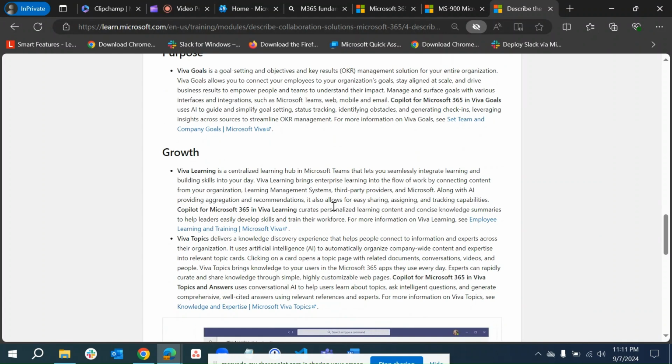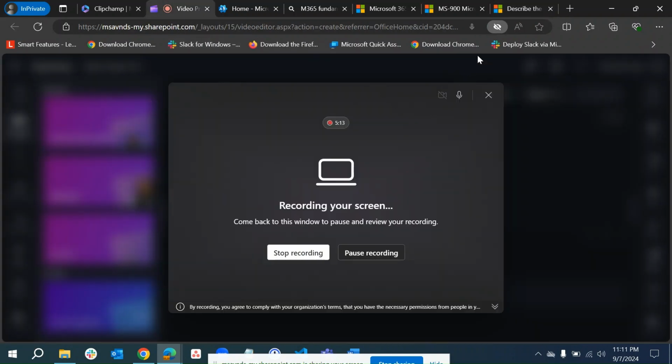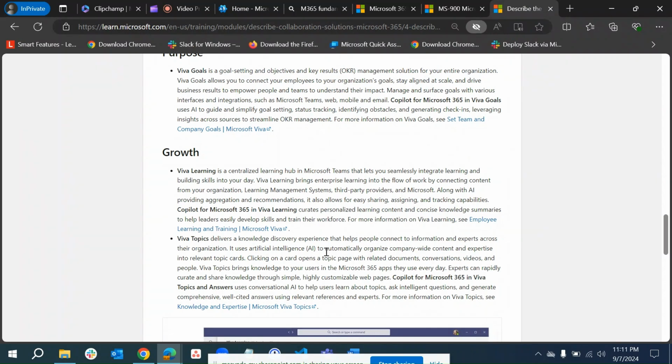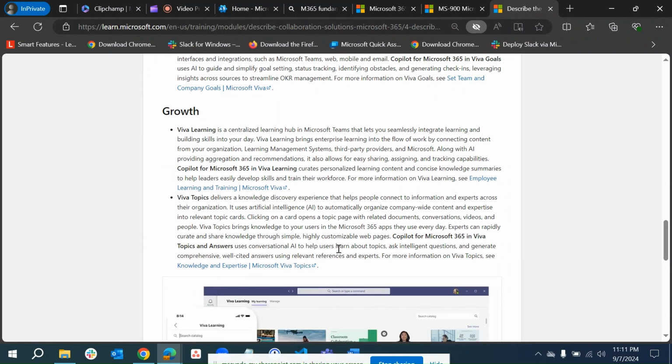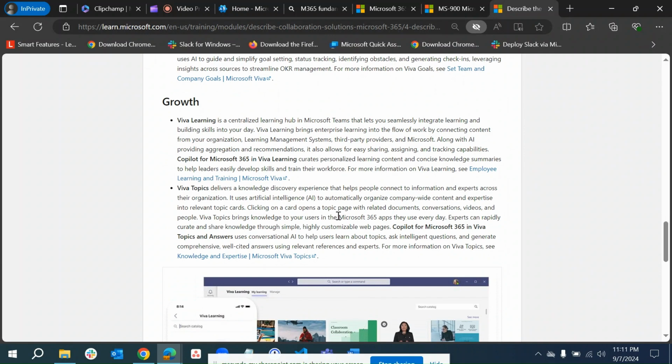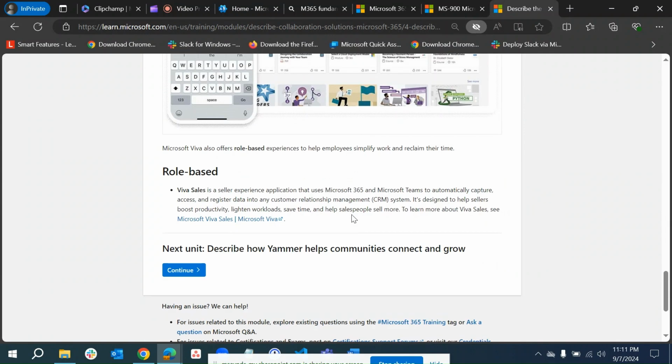Growth is something which has learning as well as topics modules. So Learning is a kind of centralized platform which gives all the learning modules and capabilities, which is part of Microsoft Teams again. And from there people would be able to learn different things, different courses, different learning modules, and definitely it is going to improve their capability as well as they would have learning of different things, right?